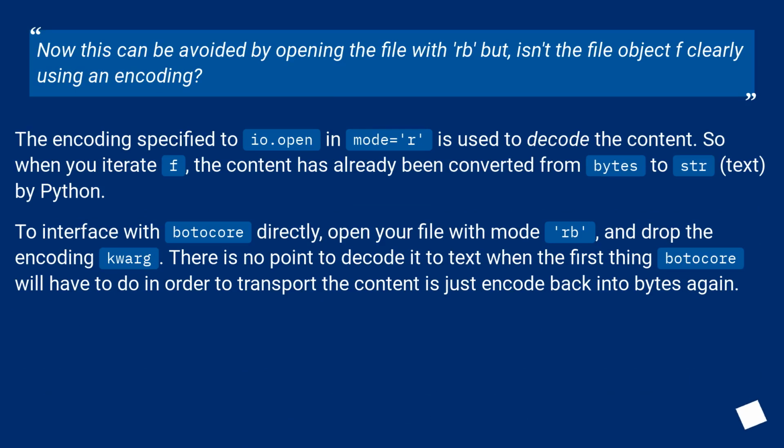The encoding specified to io.open in mode 'r' is used to decode the content. So when you iterate f, the content has already been converted from bytes to str, text, by Python. To interface with botocore directly, open your file with mode 'rb' and drop the encoding kwarg.